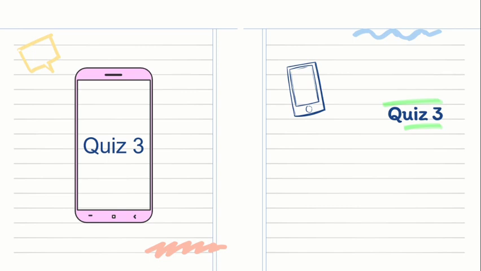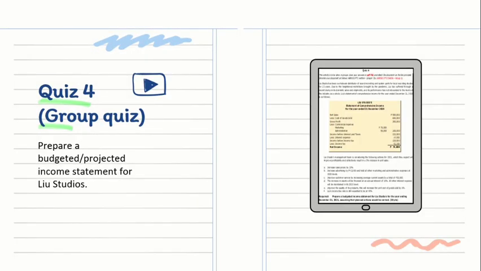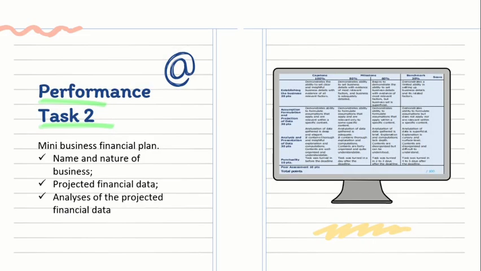So we will have our third quiz. It will be posted this week, as well as quiz 4, which is a group quiz katong akong gipost nga groupings. So I think quiz 4 will be posted next week. Then I will also post this week our second performance task. So by group gihapon ni siya. Ang deadline sa atong performance task will be before our midterm exam.